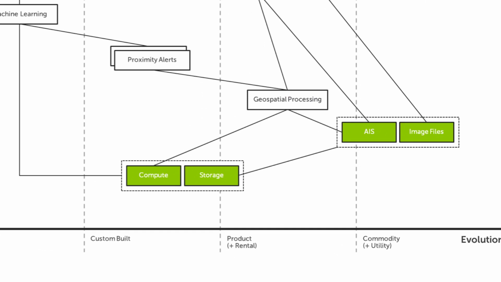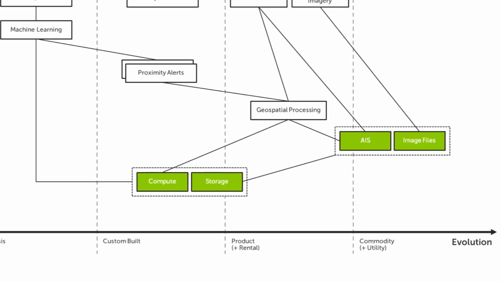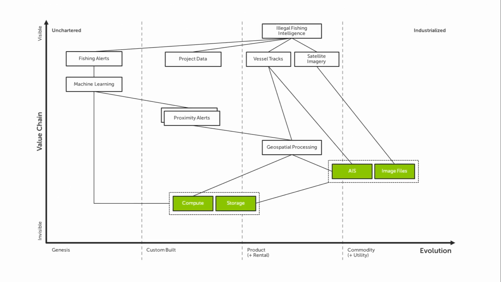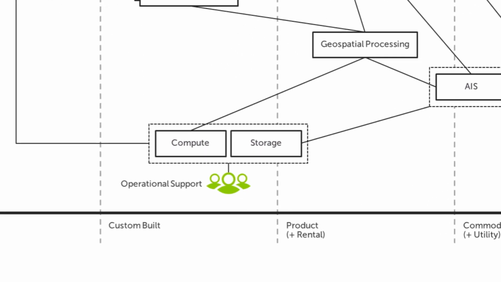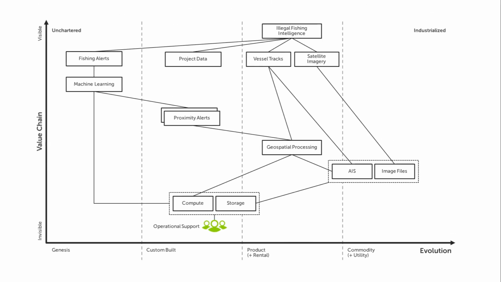It also needs compute and storage. The geospatial processing runs on an on-premise server cluster, which is custom built. On the other hand, AIS and satellite data are available from a number of data providers, and so its position is reflected accordingly on the map. To ensure the server cluster is patched and runs smoothly requires specialist operational support who understands the unique hardware and software configuration.